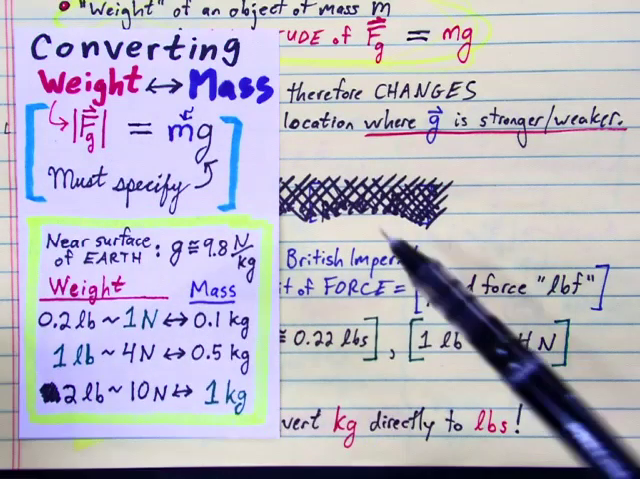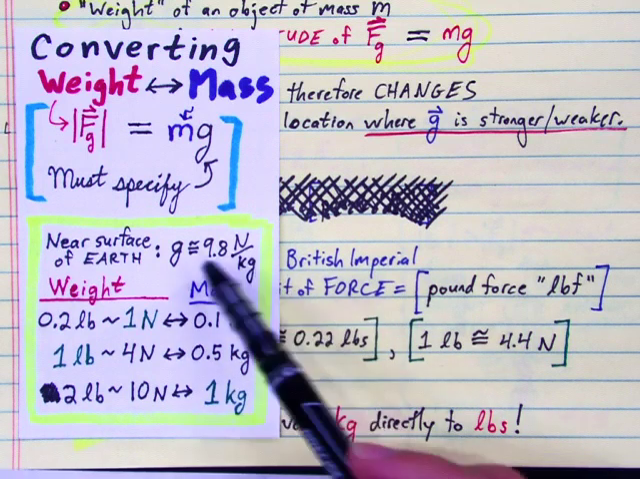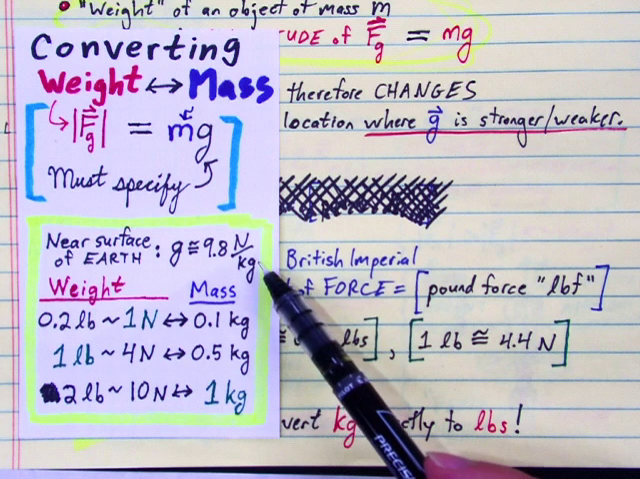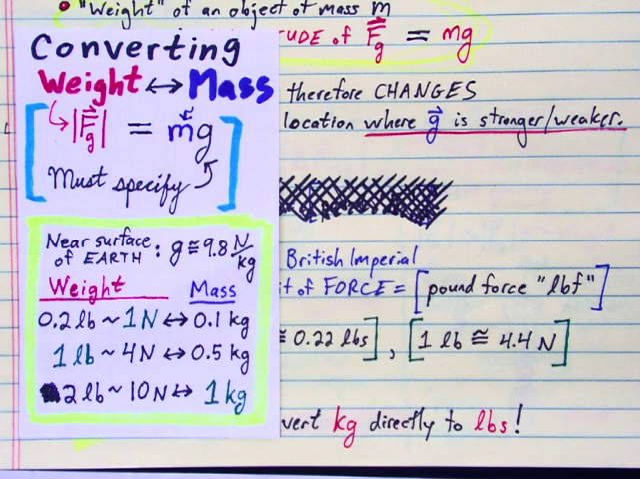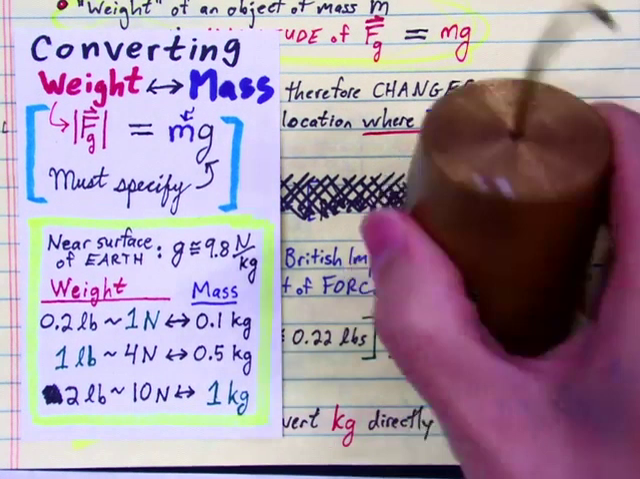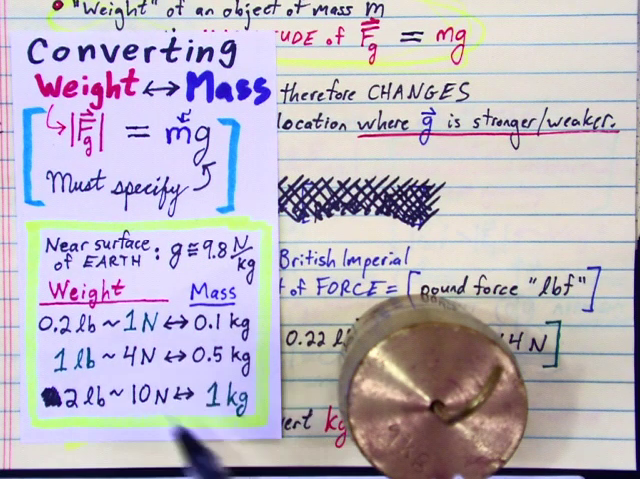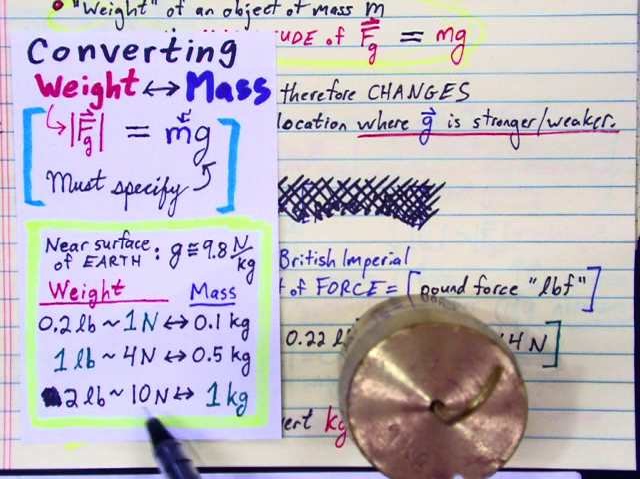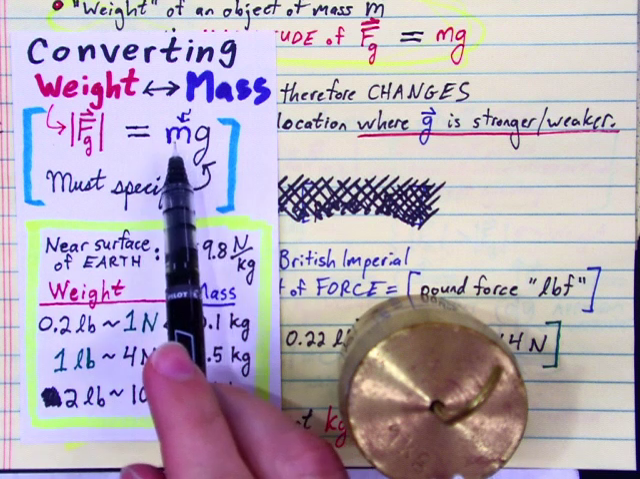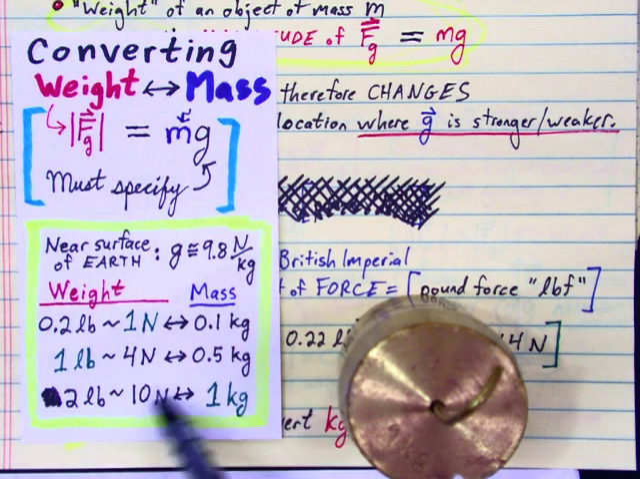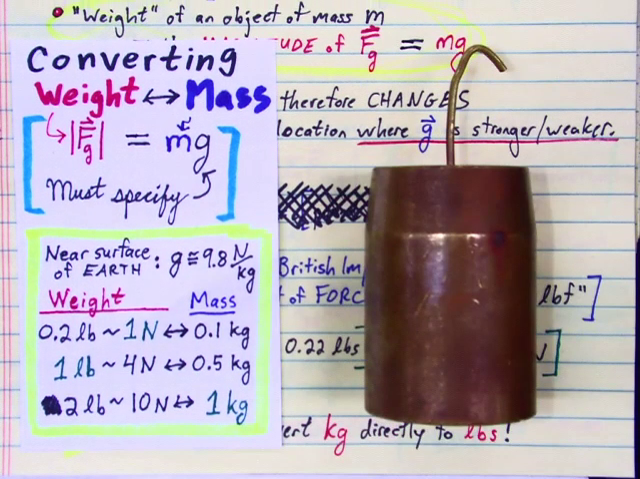So, for instance, on the surface of the Earth, where little g, the strength of the gravitational field, has value 9.8 newtons per kilogram, a 1 kilogram object, like this piece of brass right here, experiences a gravitational force with a strength of 9.8 newtons, or about 10 newtons. 1 kilogram times 9.8 newtons per kilogram is about 9.8 newtons, or about 10 newtons of force. So this kilogram weighs about 10 newtons, which is equivalent to about 2 pounds.